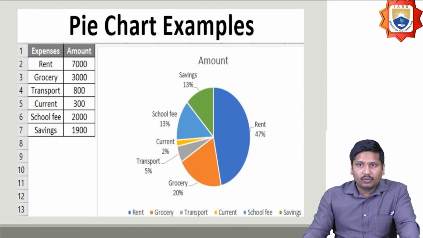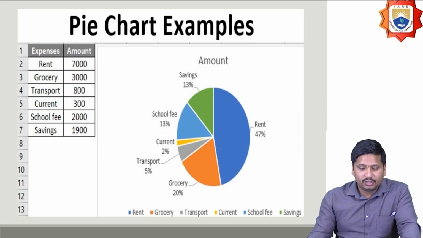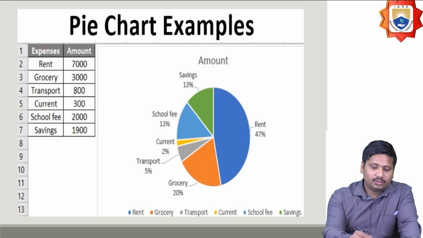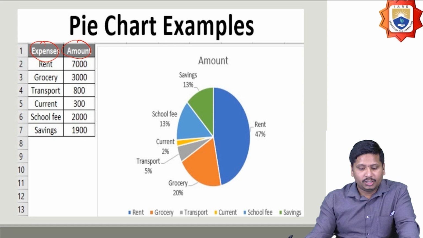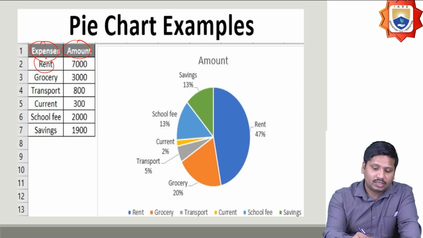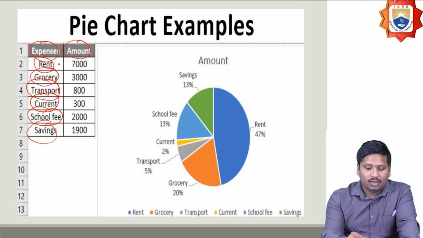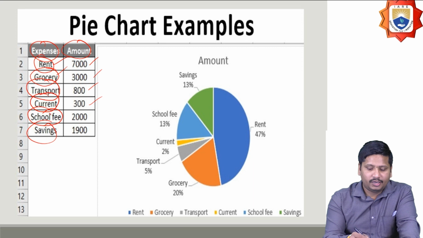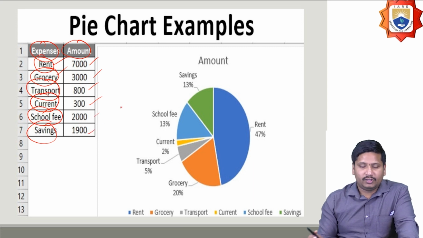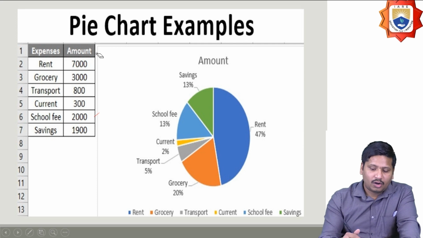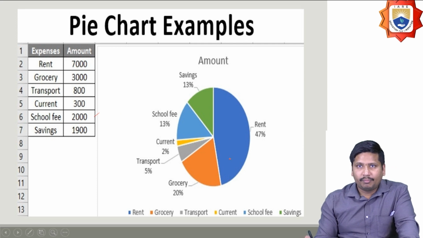So let's see an example of how we construct a pie chart. Normally you have a table like this. One column represents the expenses and the other the amount in rupees. Any person normally has some expenses like rent, grocery, transport, current, school fee, and savings. The rent will be some 70,000, then grocery 3,000, 8,300, current, school fee and savings like this. We have the data, and for this data we have to construct a pie chart.